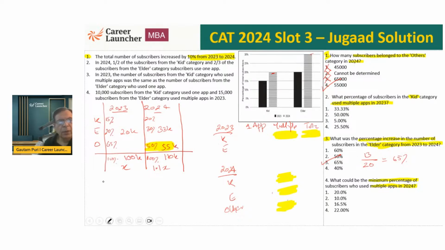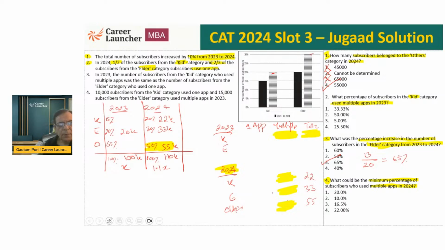Now look at statement number 2. In 24, half the subscribers in the kid category and 2/3 of the subscribers from the elder category use one app. We're talking about 24, so let's fill this in first. That means we'll end up doing question number 4 first. What does it say? In 2024, half the subscribers in the kids category. So what is the number of subscribers in 24 in the kids category? In the kids category, it is 22,000. 20% of 110 is 22. Elders is 33 and others is 55, sorry.